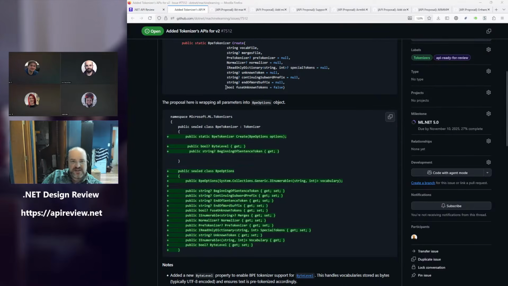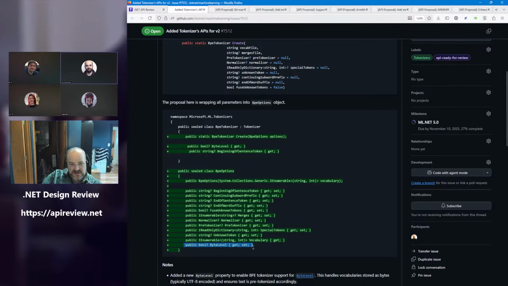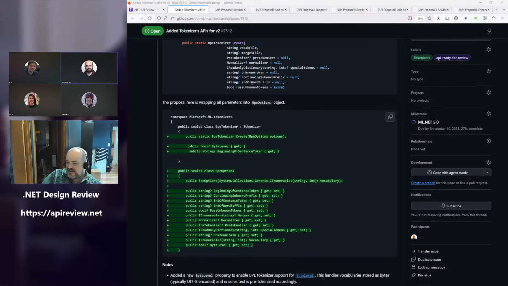Chat points out that here you say fuse unknown tokens is a boolean that defaults to false, but here you say it's a nullable boolean, which presumably defaults to null. Did you mean these booleans to be nullable, or did you mean them to be false? Sorry, this shouldn't be nullable. This is a mistake. So both nullable booleans should just be booleans, and defaulted to false, yes.